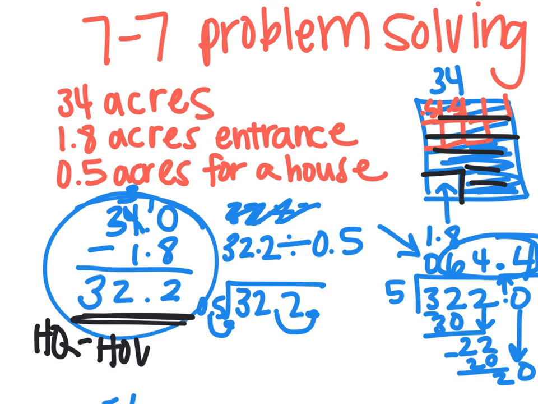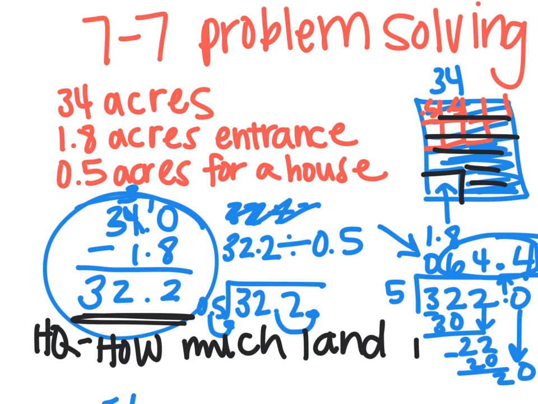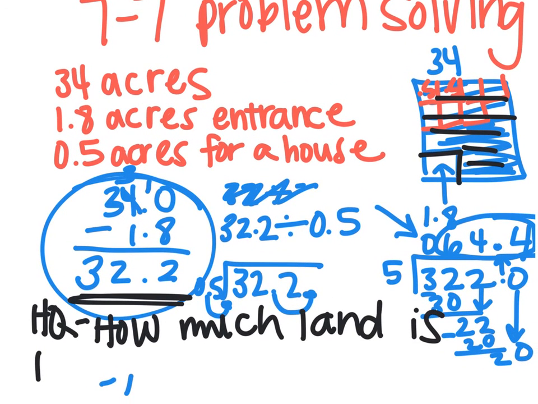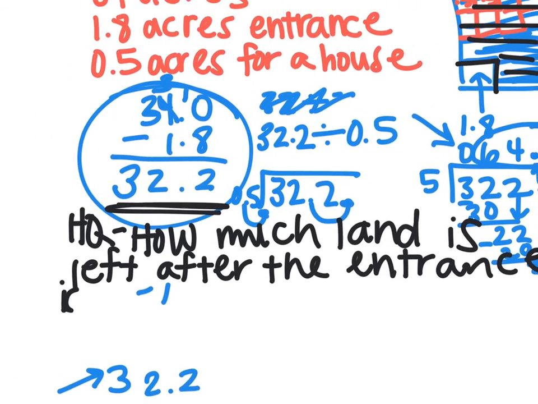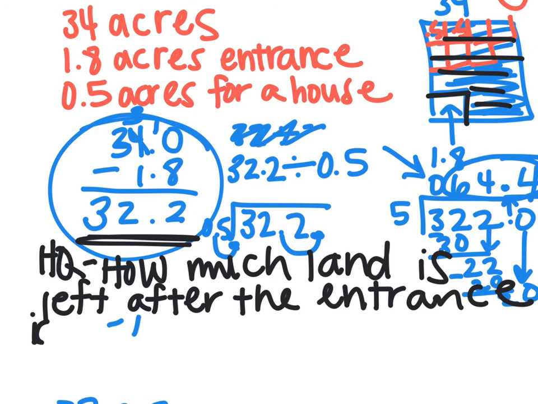So I could write as my hidden question, how much land is left after the entrance is built? I'm not sure if I have enough room to write that. Let me bring this all up. After the entrance is built. There will be one just like this on the test, and you'll need to know how to write the hidden question. So make sure you look this over.